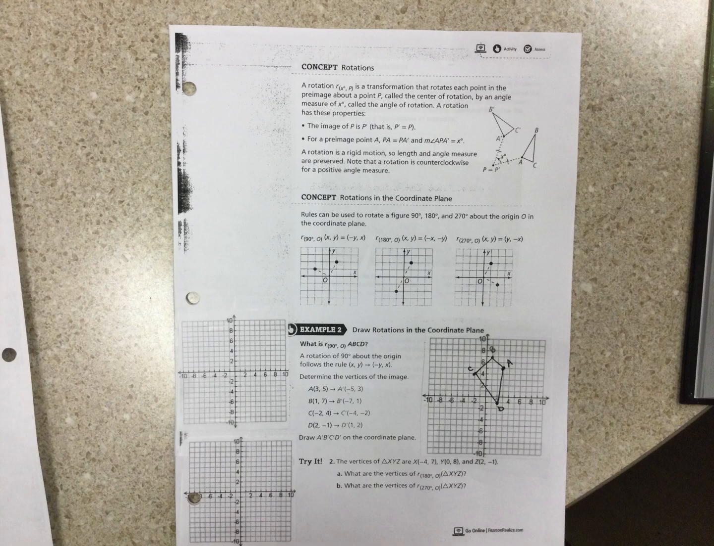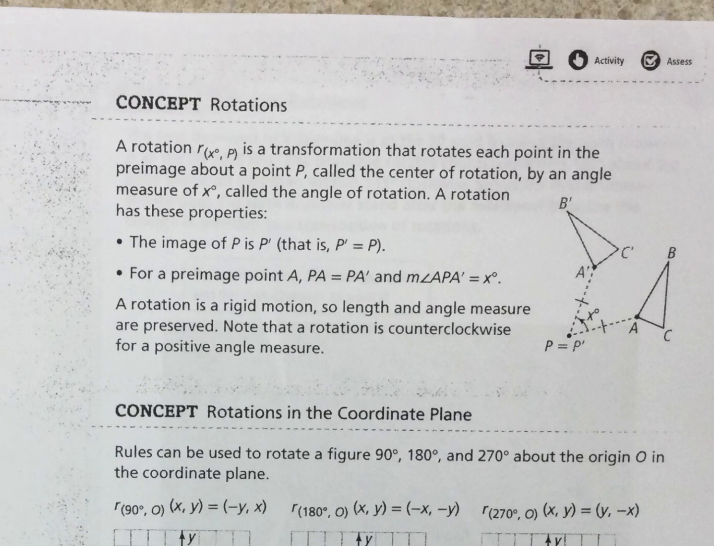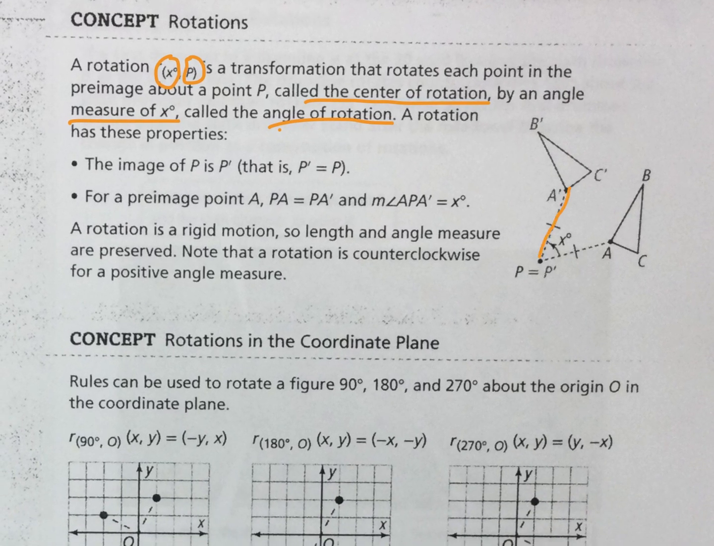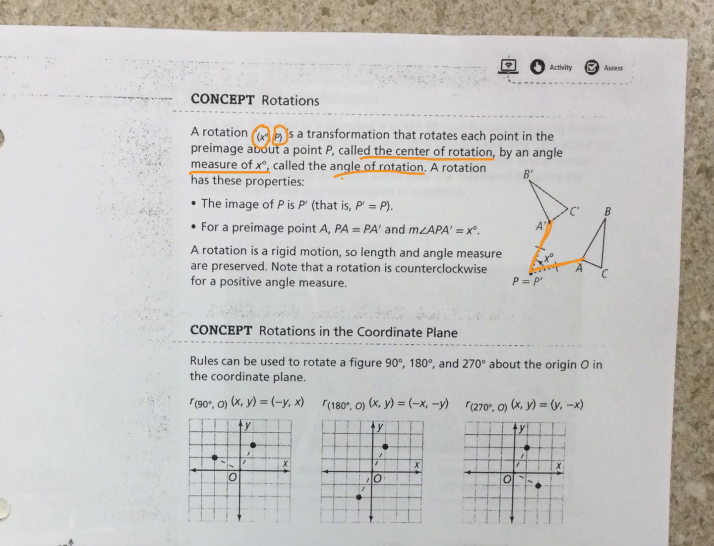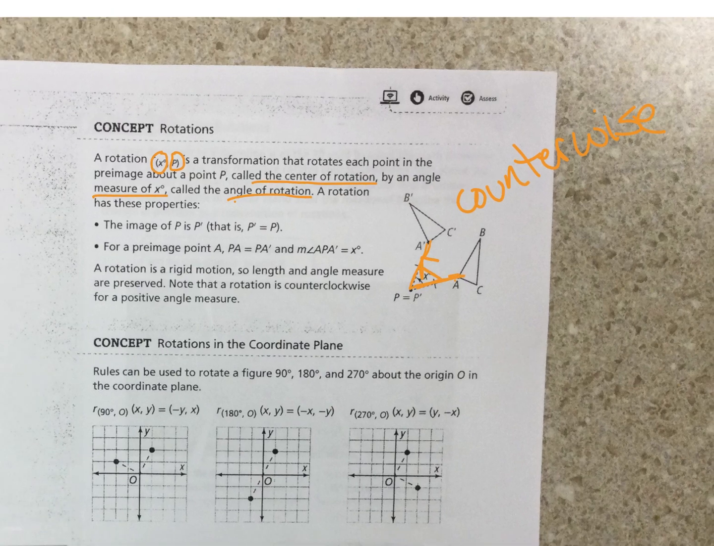All right, so a rotation. It's a transformation that rotates each point in the pre-image about point P, that's where it tells us, called the center of rotation, by an angle measure of X degrees, called the angle of rotation. So A rotates about point P. Now all these rotations, by the way, are counterclockwise unless it tells you. So here's A, and it's going this way, okay?